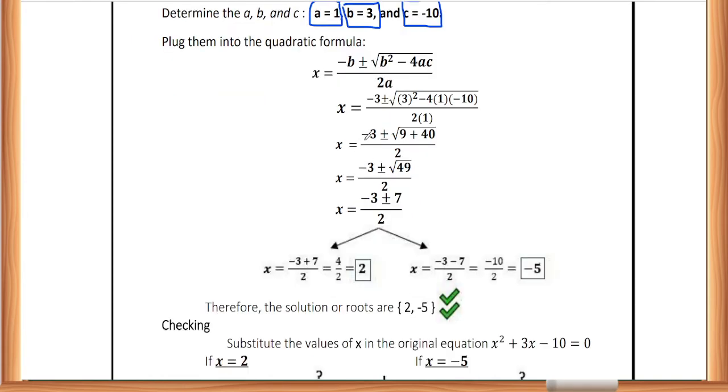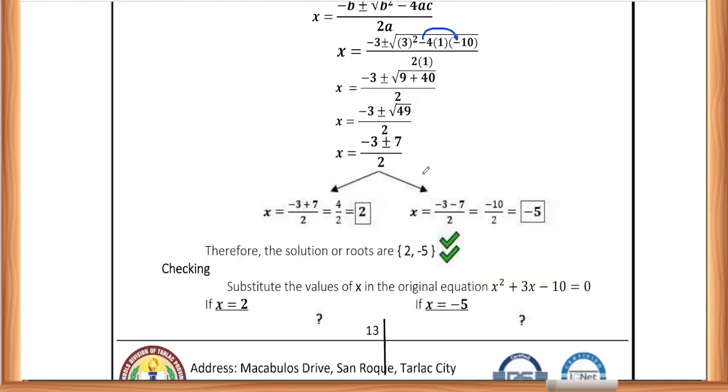And then working it out, this is minus 3 plus and minus the square root of, so the square ng b is 9 plus to dahil negative times negative. Nakita niyo to, may minus dito, may negative number dito. So if you're going to multiply that, it will become positive. So that's going to be 4 times 10. That's 40. And then getting the square root of 49, kasi 49 na to, no? So it is positive and negative 7.